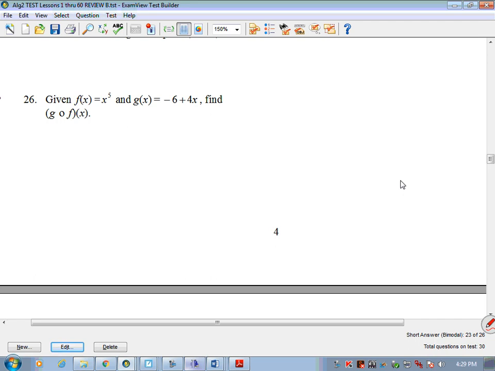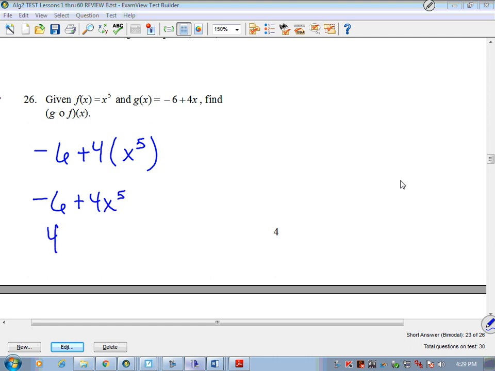g of x is negative 6 plus 4x. Find g of f of x. We've done a problem like this already. We're starting with g. So I've got negative 6 plus 4. I want to leave parentheses to plug f of x into. And because we're leaving it in terms of x, I'm just going to leave it like this. So just real simply, that's negative 6 plus 4x to the 5th.